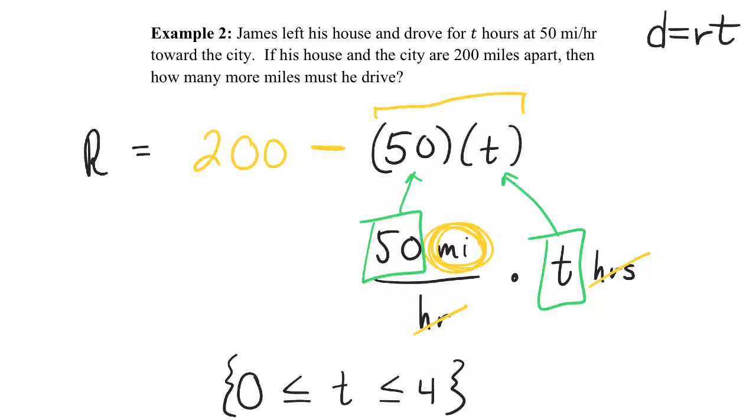Because remember, it said, if this house is 200 miles apart, then how many more miles do you have to drive? What is the remainder if he's gone a certain part out of the 200? That's the answer right here, class. This is just the domain for T. Okay?